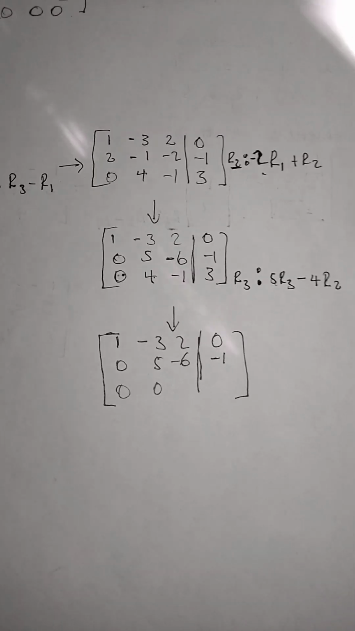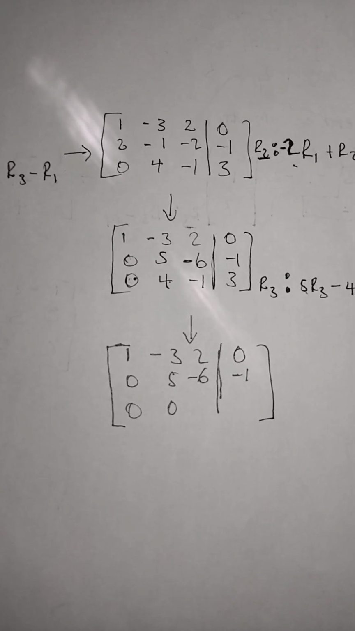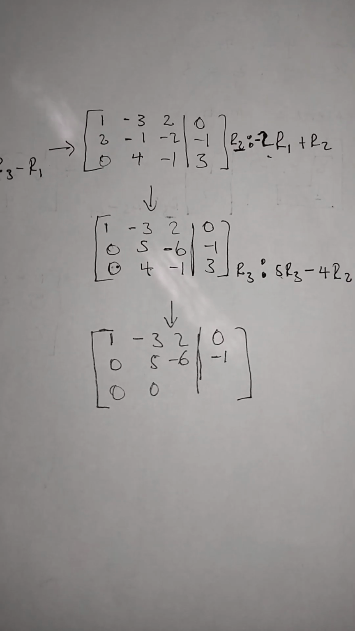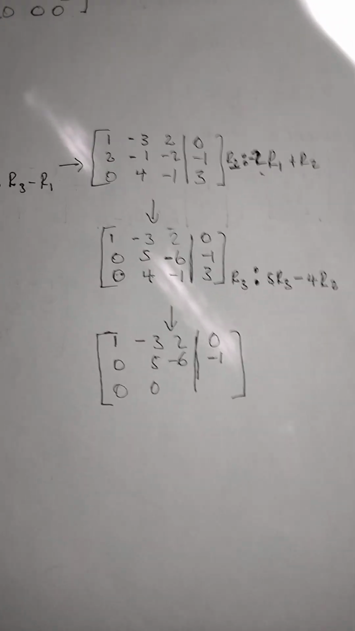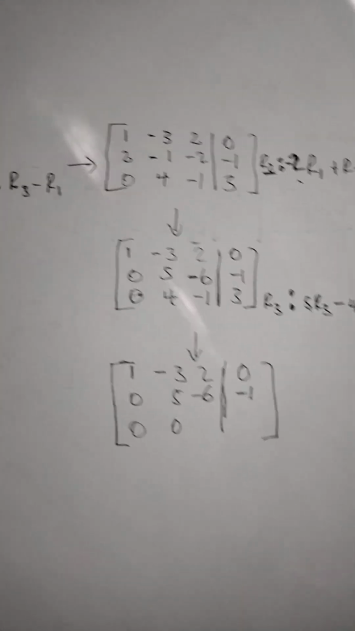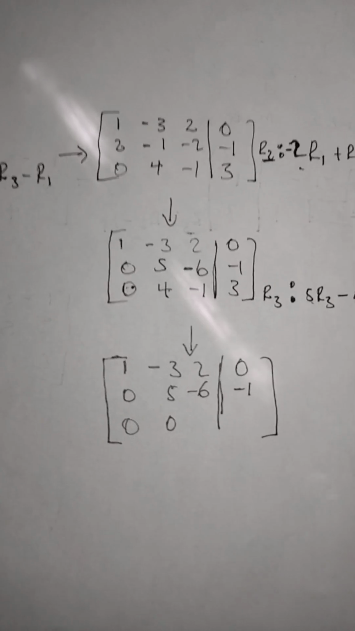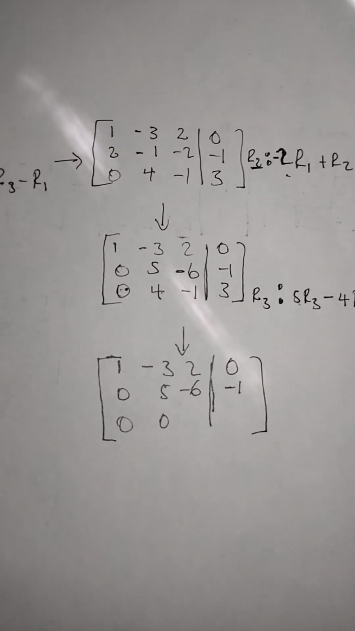I'm basically trying to show you how you transform a matrix or a system of linear equations to row echelon form using Gauss elimination. So I'm not going to waste much time on those calculations. Anyway, let's move forward.